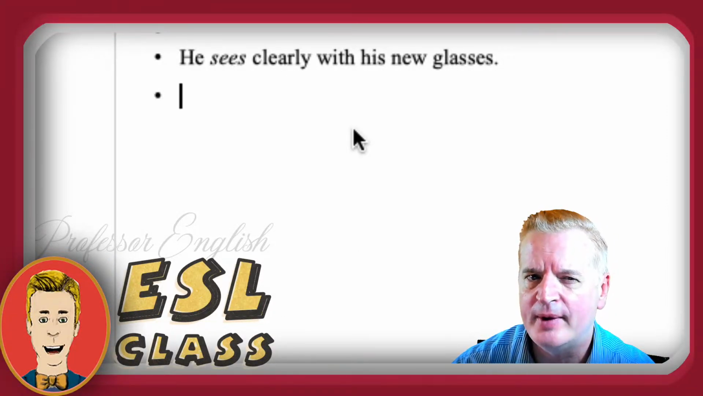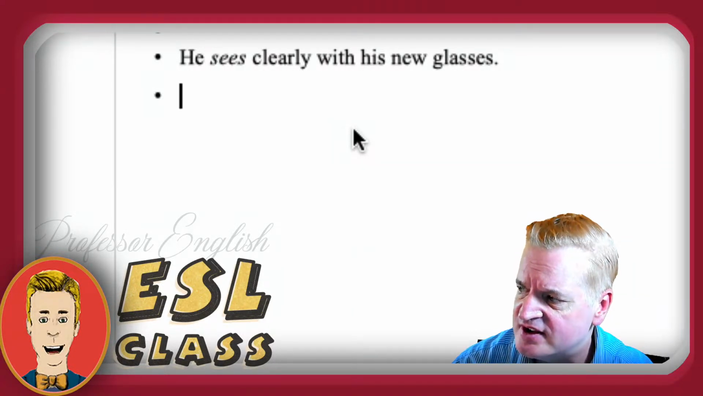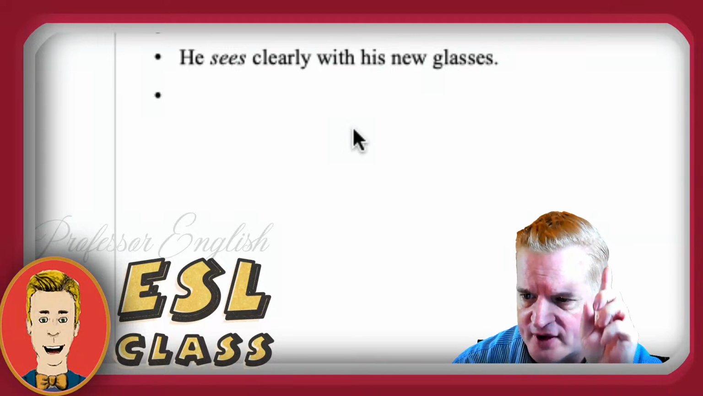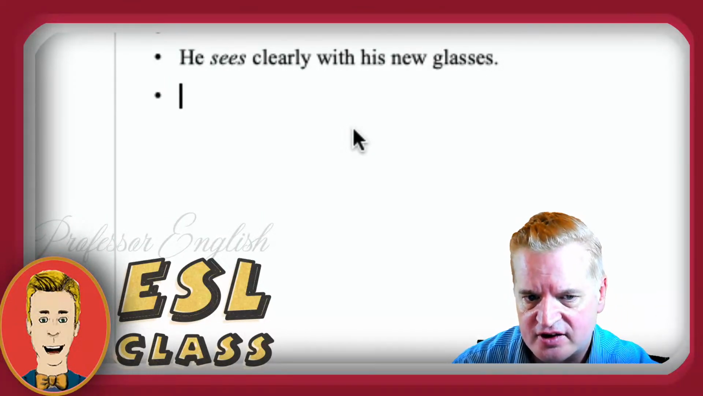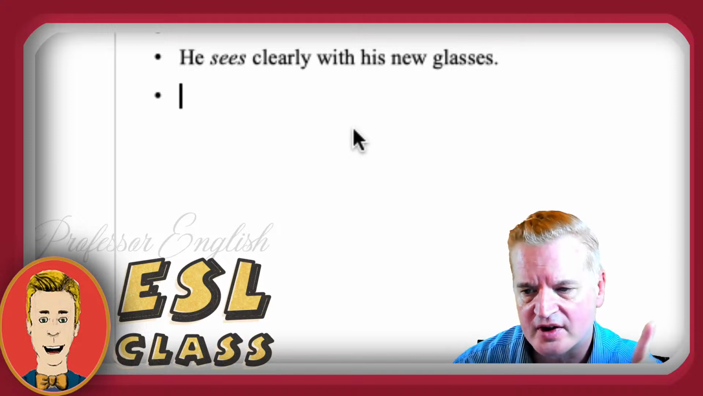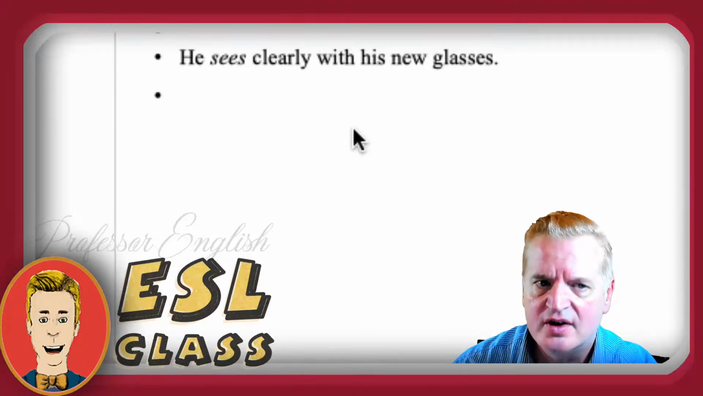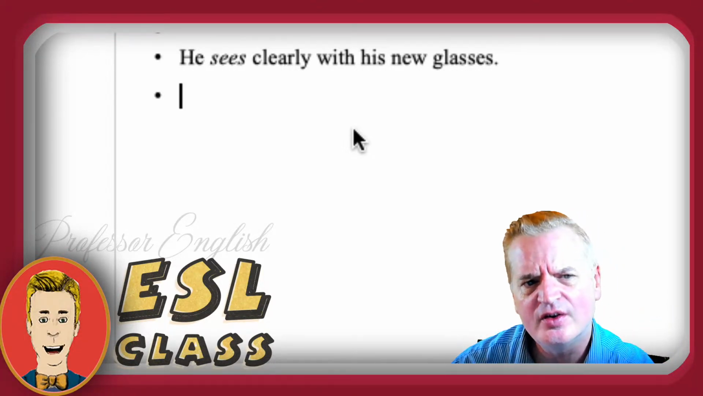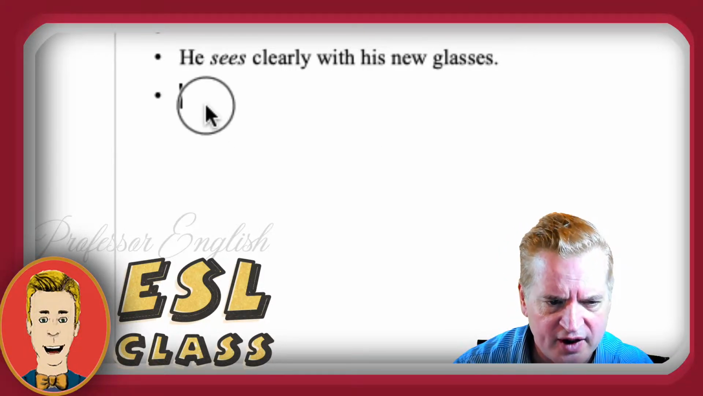How will you make a basic yes/no question with that sentence? He sees. That's the statement form, sentence form. Question form, does he see? Does he see clearly? Does he see clearly with his new glasses?